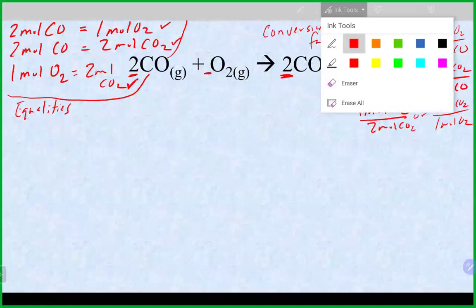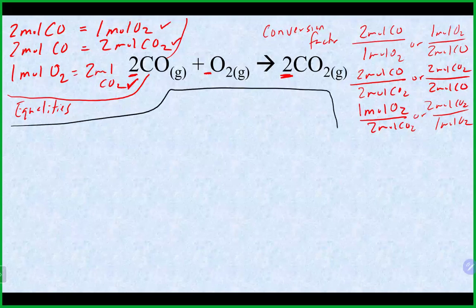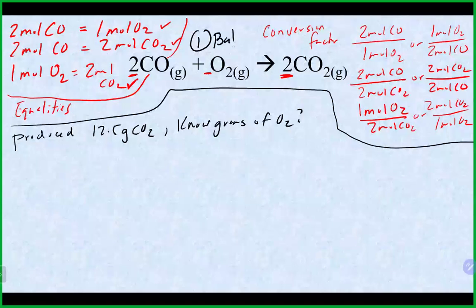So for example, if we had a problem where we produced 12.5 grams of CO2, and we want to know how many grams of O2 we started with. In this case, what we would want to do is follow the 4 steps. First step is to balance the equation, which obviously it is, so that is good to go.